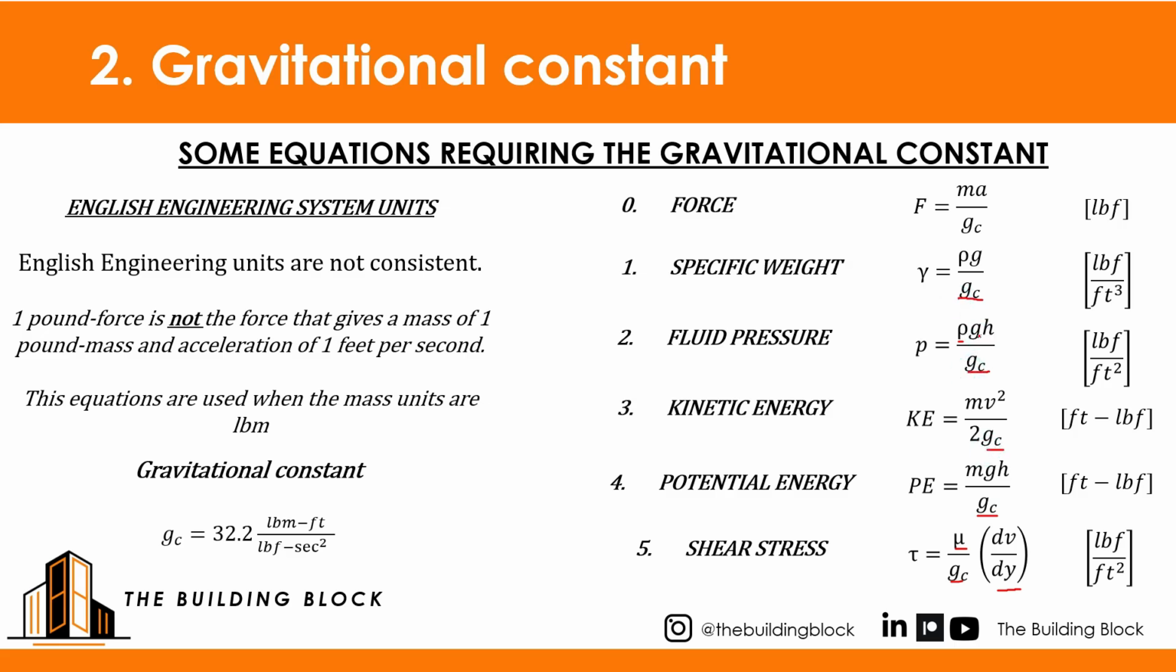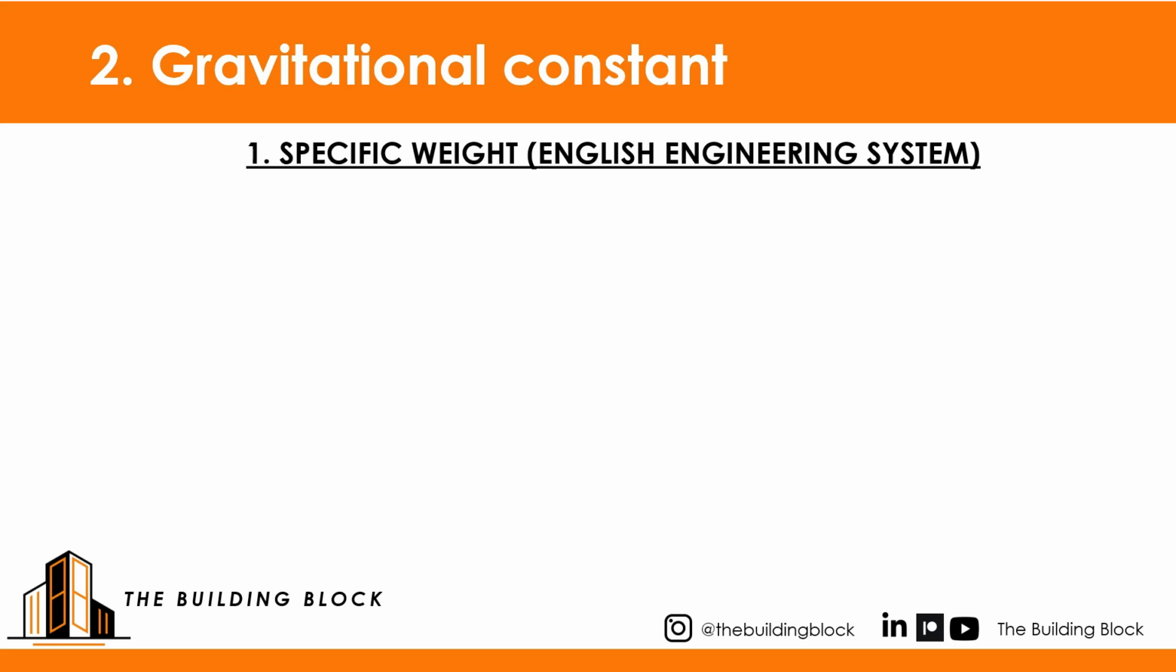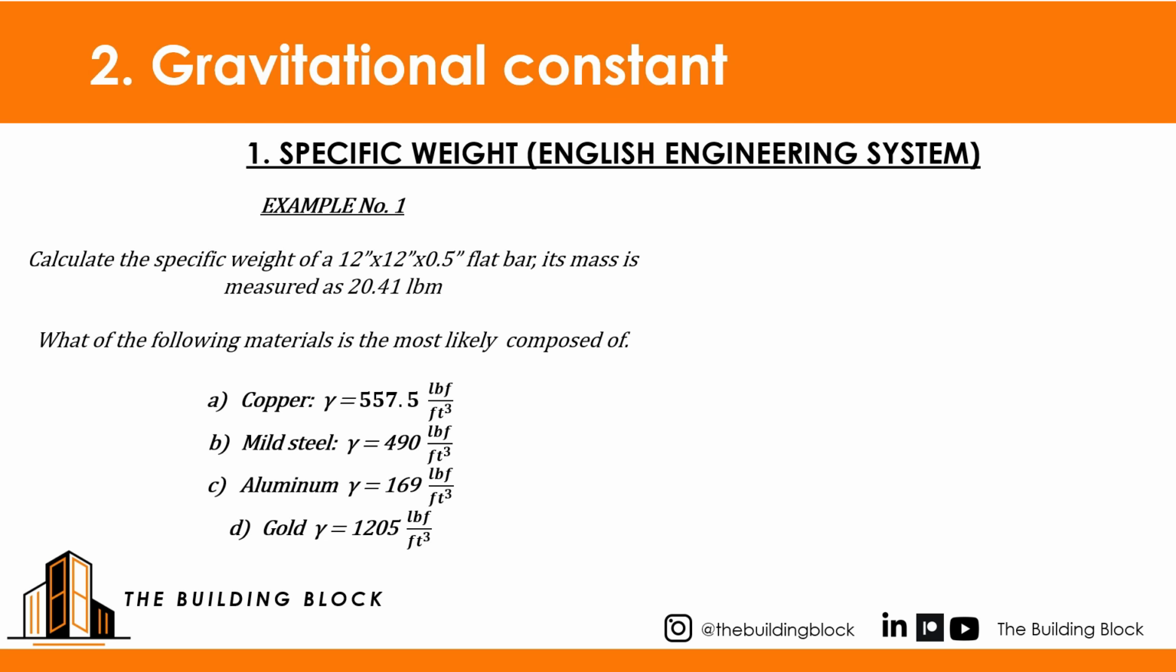Let's work through two examples. In the first, we'll determine the material of a 12 by 12 by 0.5 inch flat bar weighing 20.41 pounds mass. The options are copper, mild steel, aluminum, and gold. Pause the video and try calculating it yourself.